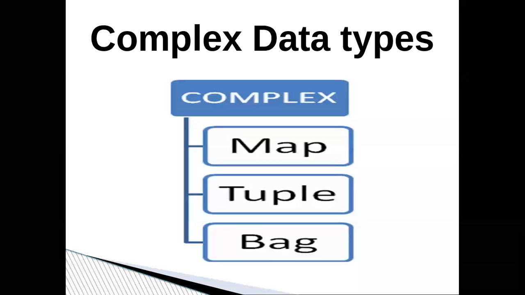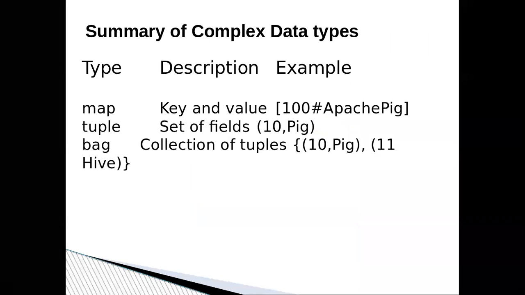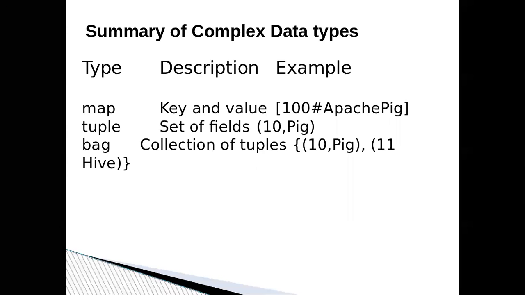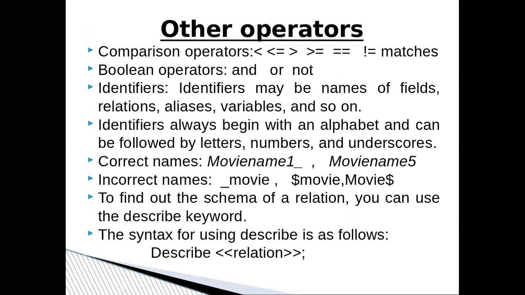So complex data types are map, tuple, and bag, where map is a key value pair sort of thing. A tuple is similar to your RDBMS tuple, that is a row, right? And a bag is a collection of tuples. See, the tuple is represented in parentheses, bag in curly braces, and map in square brackets. How to use them, we'll see in our subsequent lectures while we are doing a large number of operators in Pig, right?